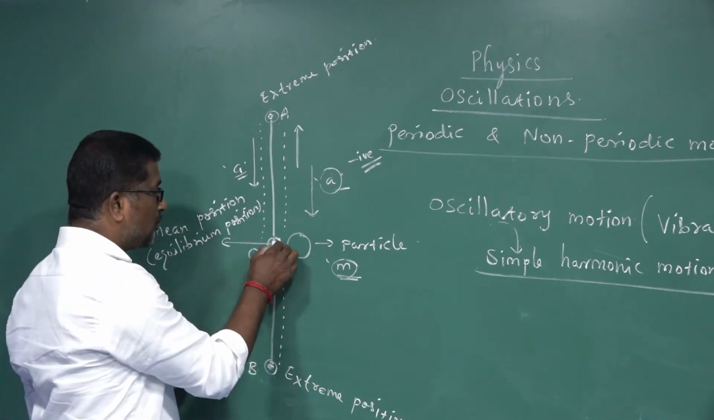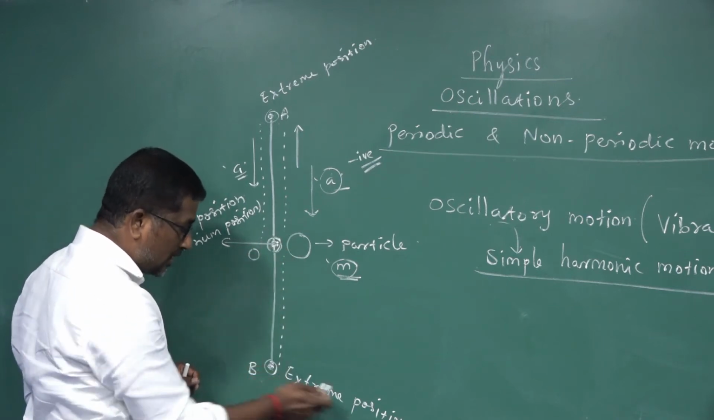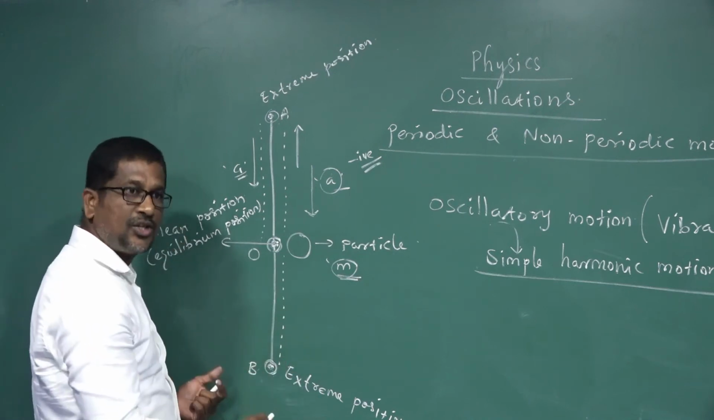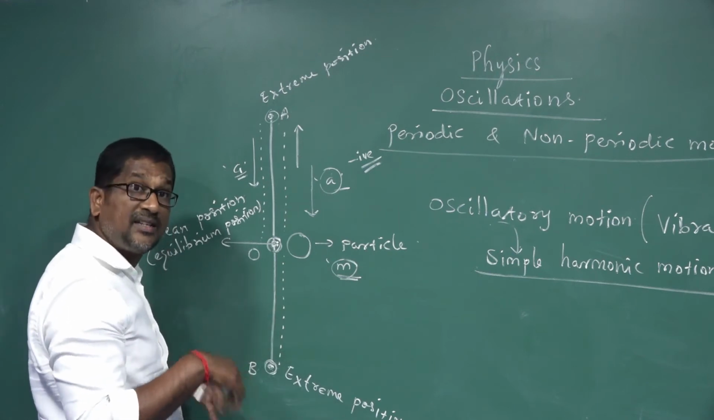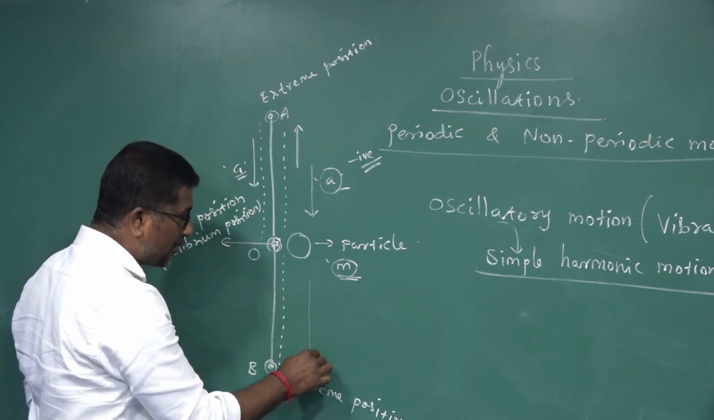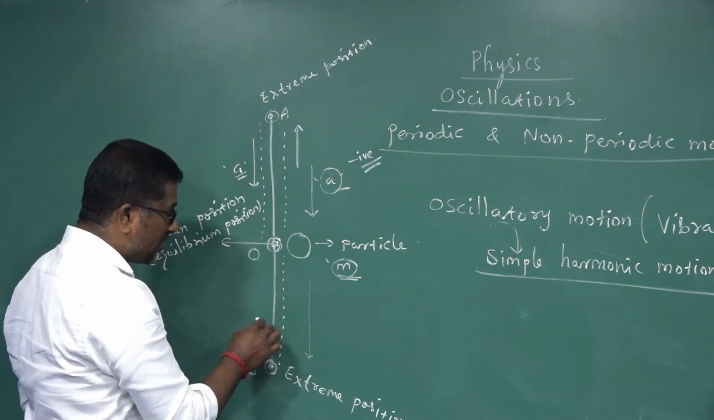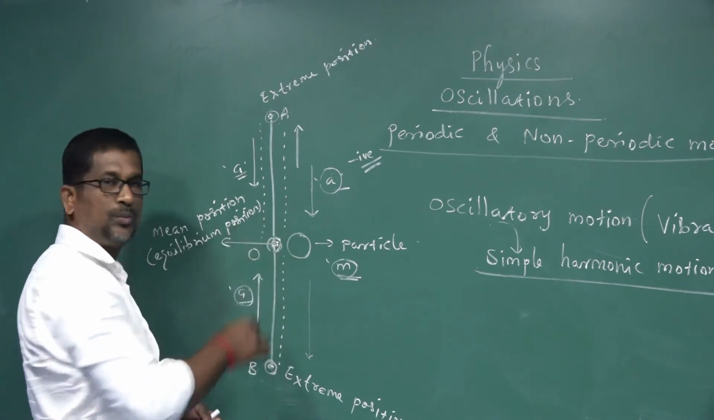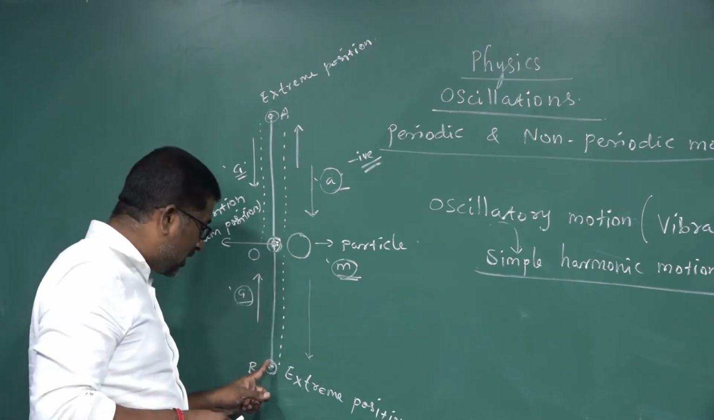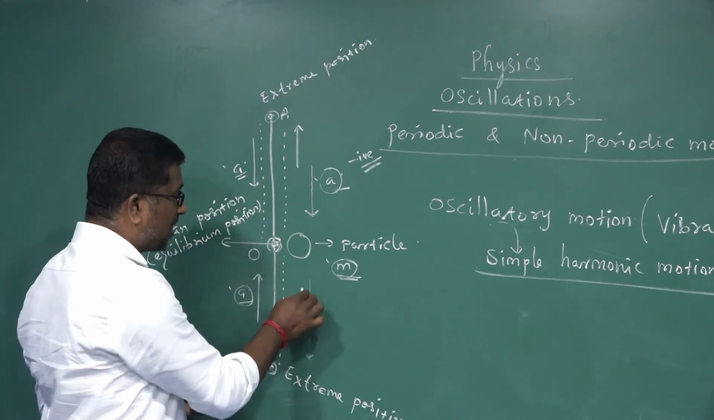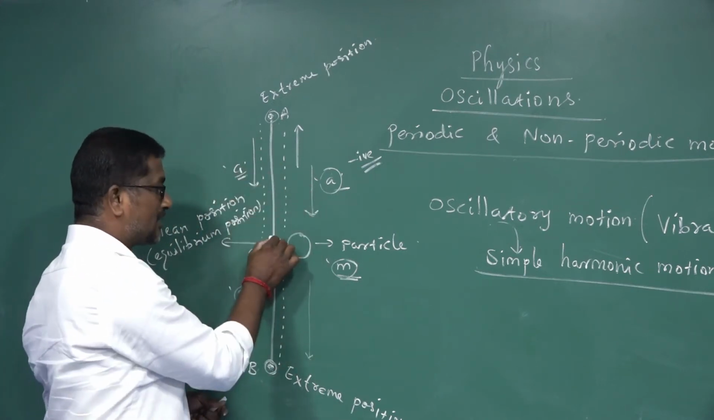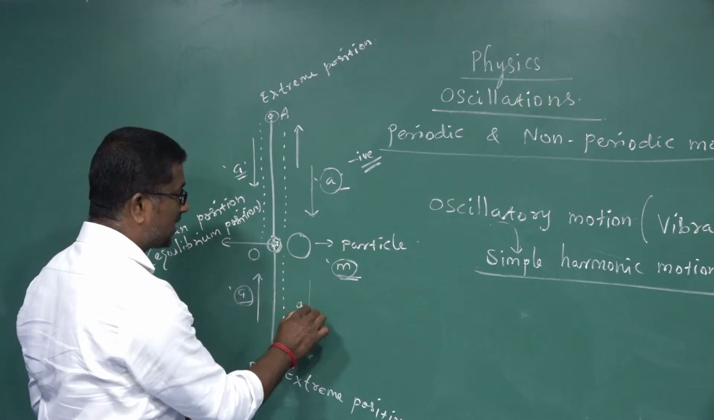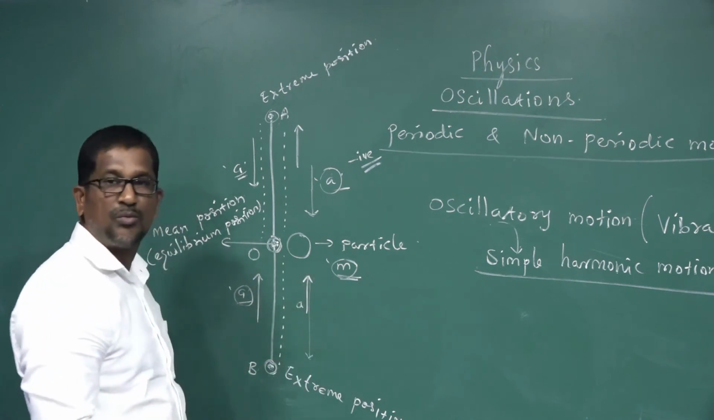If the particle moves from the equilibrium position O to the extreme position B, the velocity of the particle gradually decreases and becomes 0. So the particle experiences negative acceleration. The direction of motion of the particle is along OB, whereas the acceleration of the particle is along BO, that is, towards the point O. If the particle moves from B to O, the velocity increases and becomes maximum at point O, so the particle experiences positive acceleration, along the direction of motion of the particle.